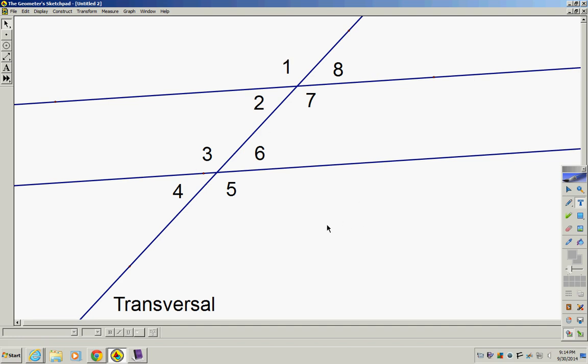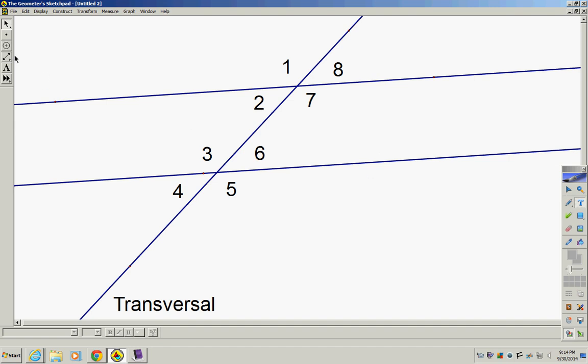All right, linear pairs. How about that? 4 and 5, 5 and 6, 6 and 3, 3 and 4. Or 1 and 2, 2 and 7, 7 and 8, 1 and 8. Those are all linear pairs. Now we're going to talk about different angles.